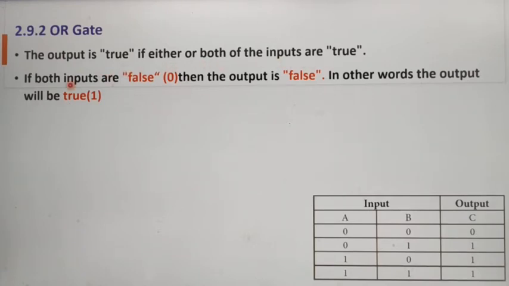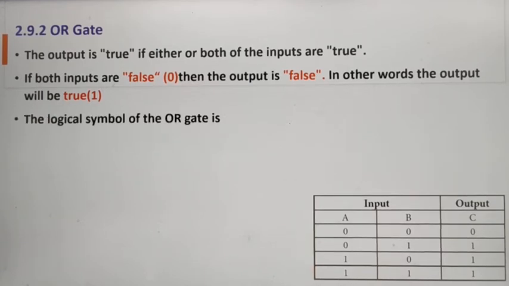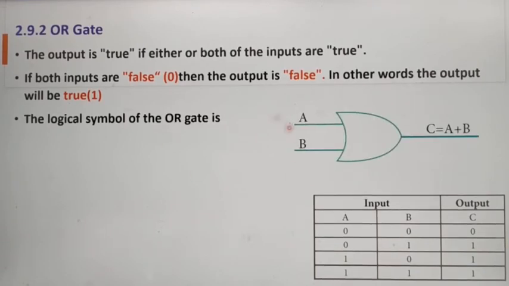Next point, if both inputs are false, if both inputs are 0, false means 0, then the output is false. For all remaining possibilities, the output will be true only. The logical symbol of the OR gate is, here, this is our symbol for the logical OR gate.